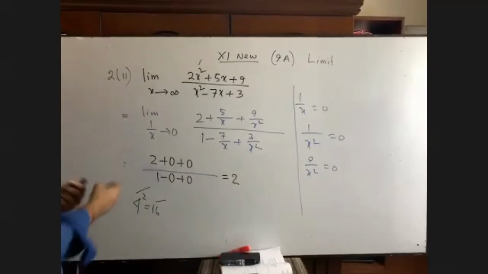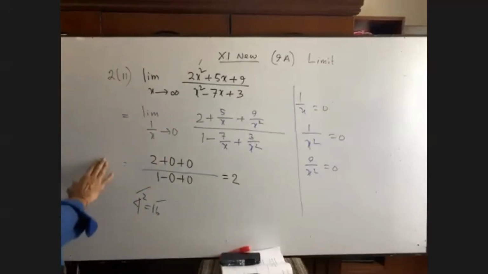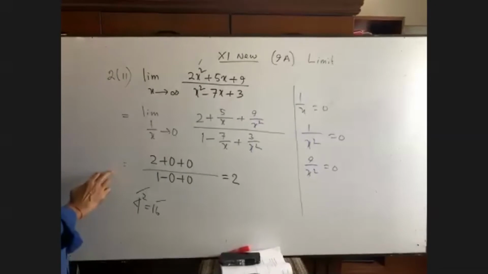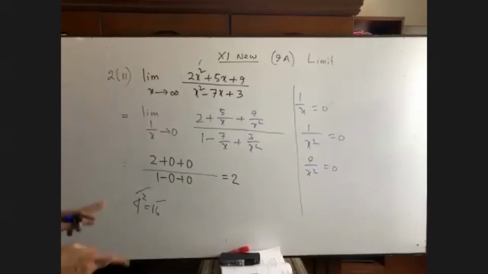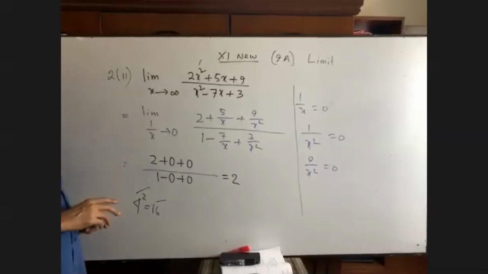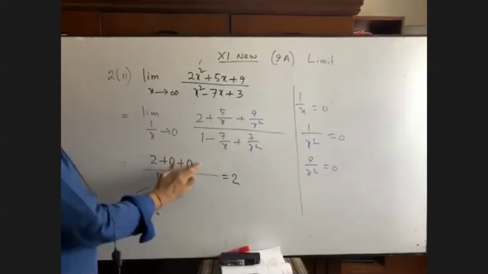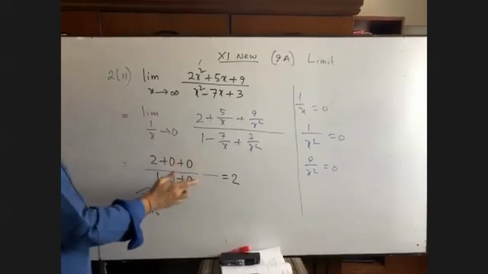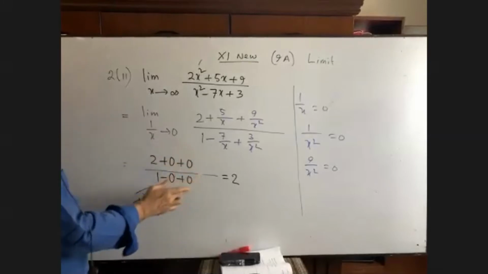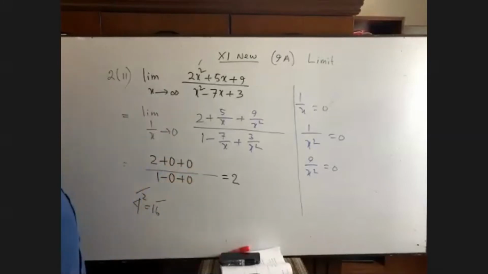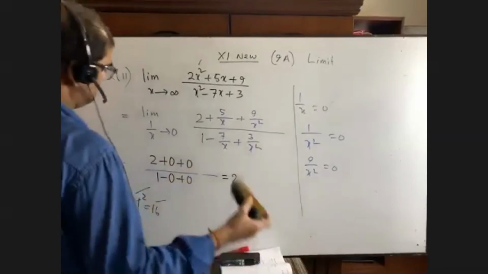Because I have put the value of 1 by x equals to 0, how can we write it here? In the line when we put the value, there will be no x. This is the main condition. In this line, there will be no x, because we are going to put the value of 1 by x.